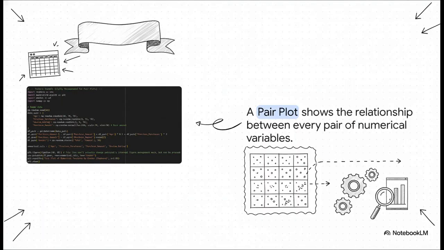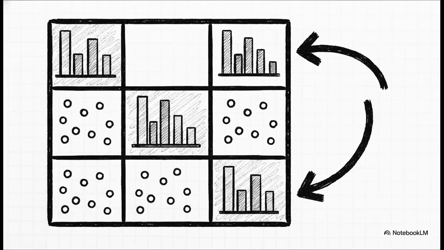And honestly, this is where a tool like Seaborn just absolutely shines. With literally one line of code, it creates this incredible grid that shows you the relationship between every single pair of numerical variables you have. It's the ultimate bird's eye view of your data. So, how in the world do you read this thing? It looks complicated, but it's not.